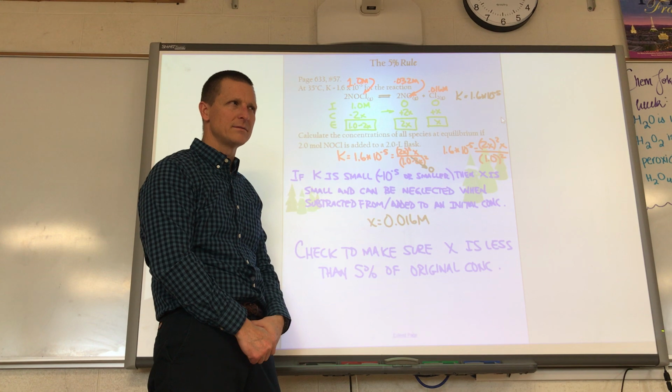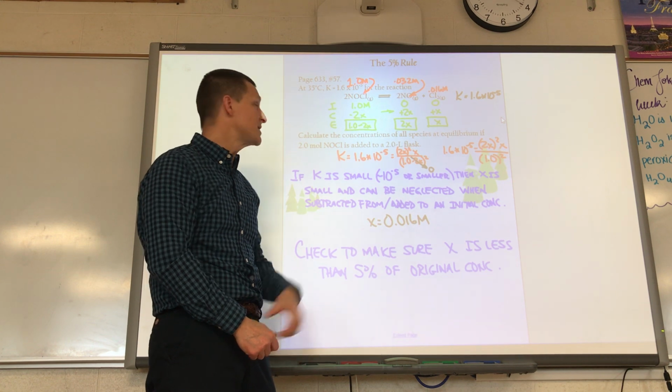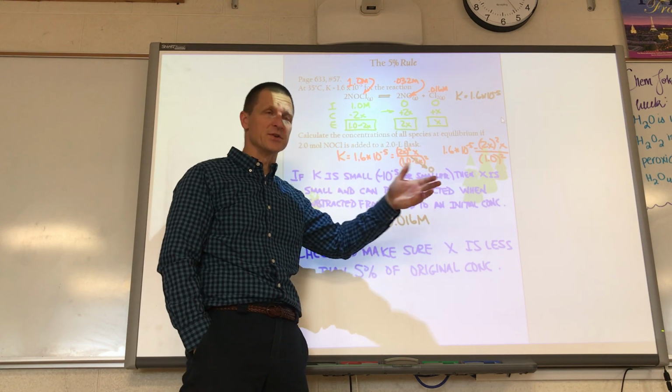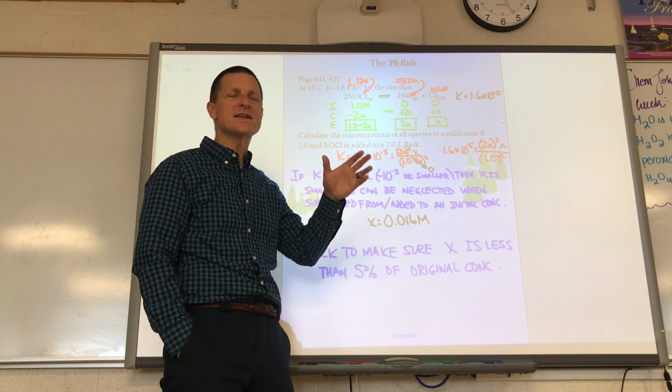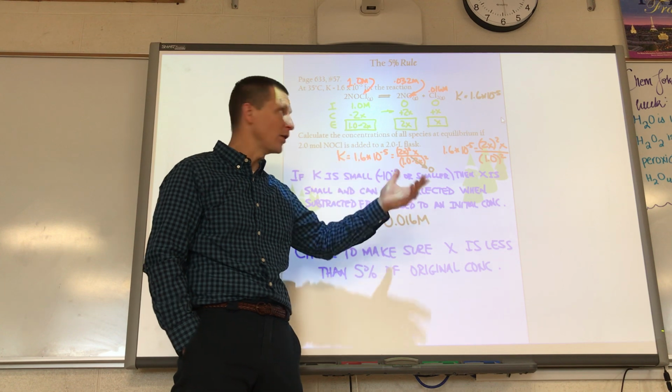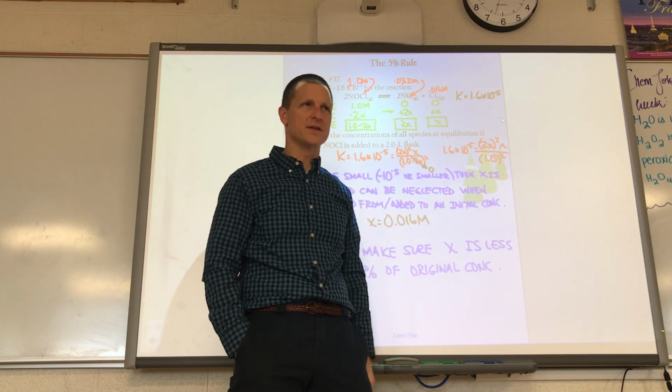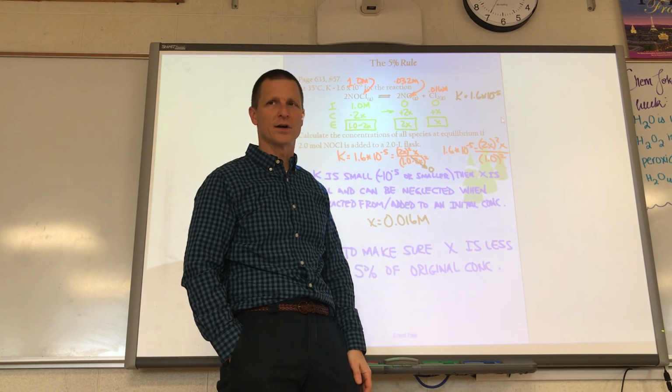What do you think of that? This is a really nice shortcut. We'll use this a lot when we get to the next 2 chapters. When we're talking about acids and bases, a lot of acids have a K value, equilibrium constant, of very small, like these or smaller numbers, and so we'll be using the 5% rule all the time. And it really shortens our work. It's nice.